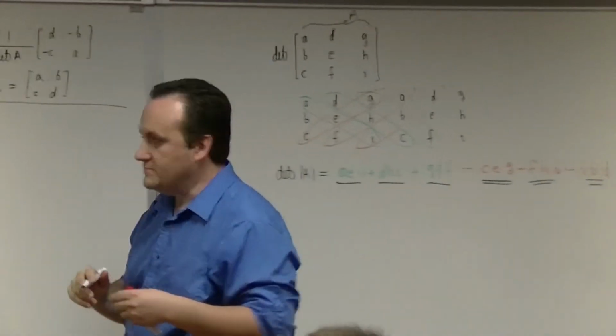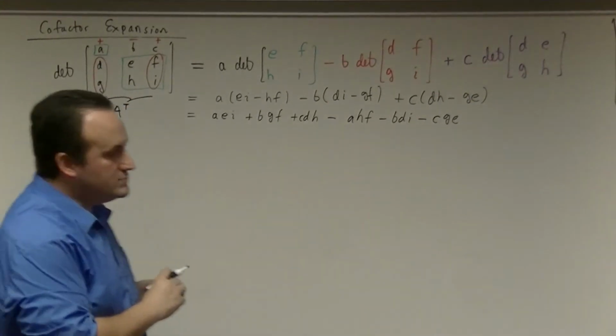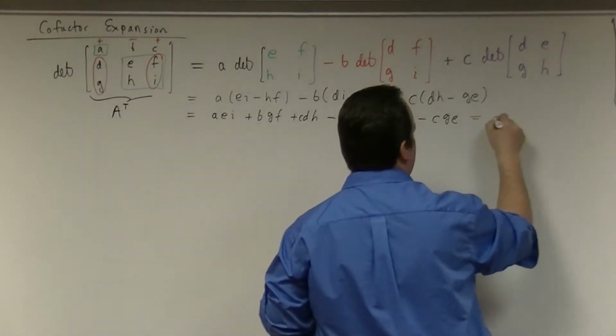So what did we just discover? Oh, the determinants commute. These numbers commute. They're numbers. So the determinant of A is equal to the determinant of the transpose of A.